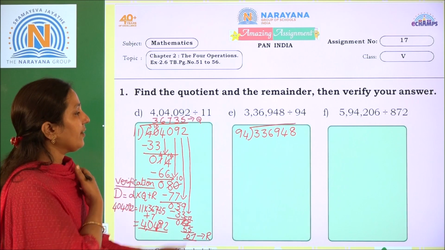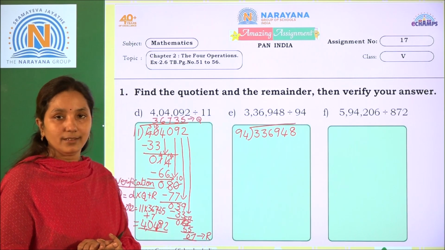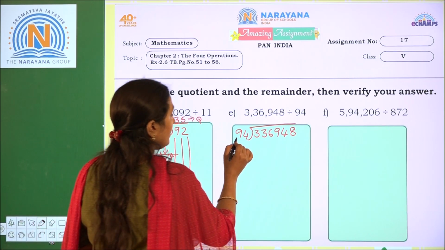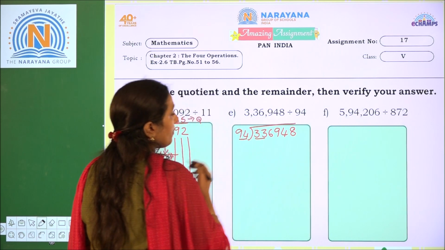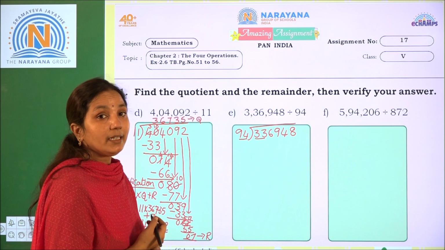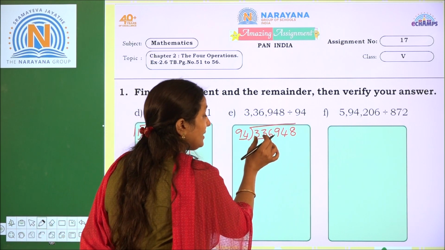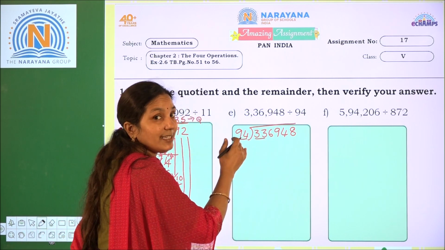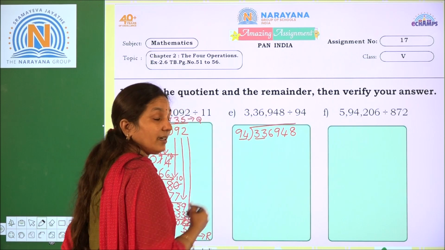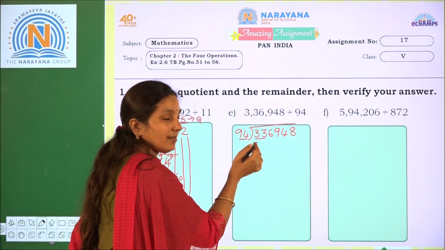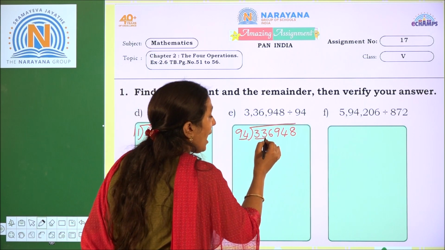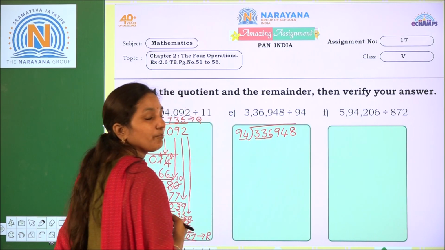Okay, coming to first we have to identify the numbers. So here 94, a 2-digit number. Now 2-digit number I am taking. But what did you observe here? 33. Here the divisor is greater than the number we take. So 33 is less than 94. Now I will go to the next number.